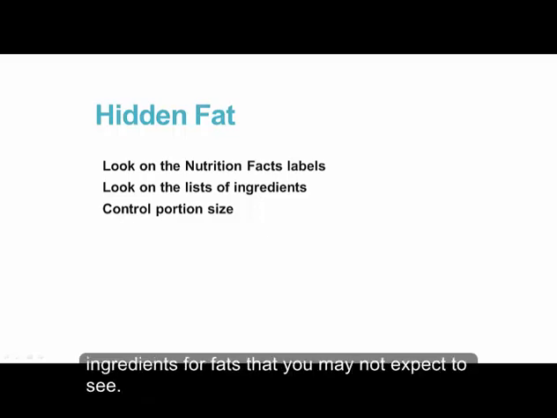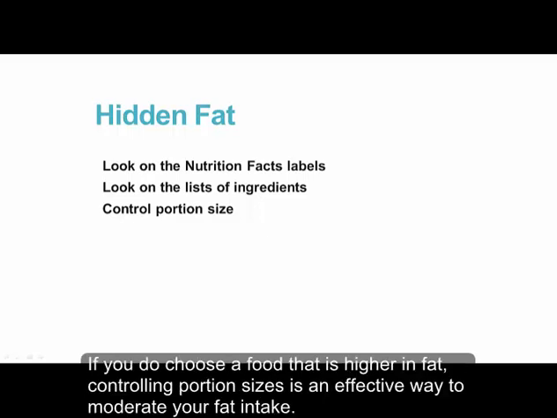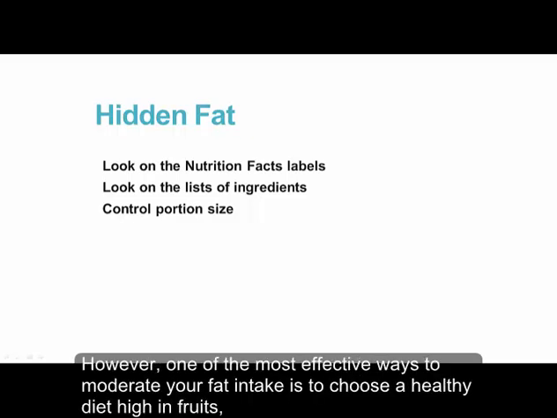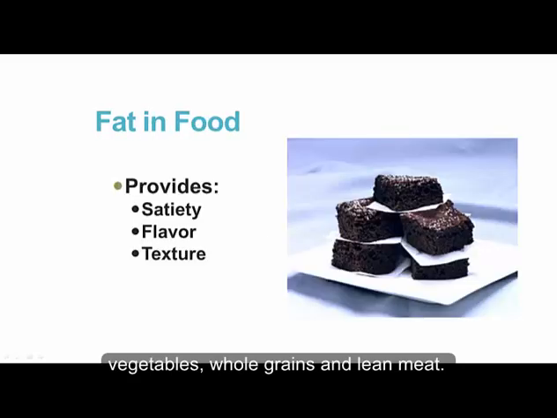to see in foods. So if a fat is one of the first ingredients on a label, you're probably looking at a high-fat product. If you do choose a food that is higher in fat, controlling portion sizes is an effective way to moderate your fat intake. However, one of the most effective ways to moderate your fat intake is to choose a healthy diet high in fruits, vegetables, whole grains, and lean meats.